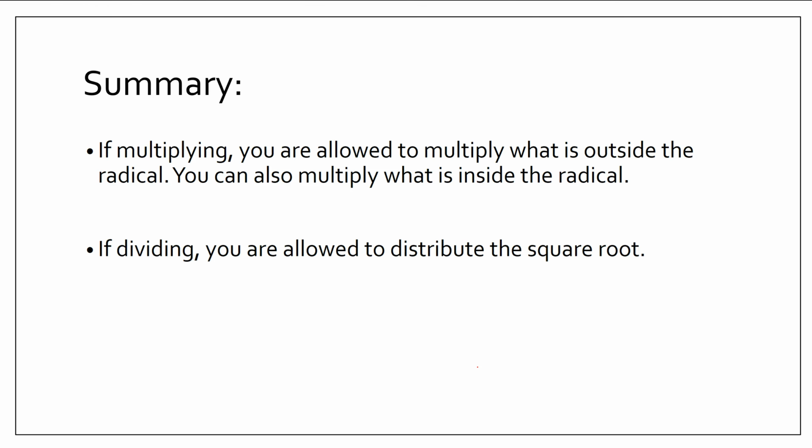Summary, if you're multiplying, you're allowed to multiply what's outside the radical, and then you can also multiply what is inside the radical, right? So I can multiply everything under the radical together, just leaving the outside stuff outside. If I'm dividing, I'm allowed to distribute that division to the top and the bottom.